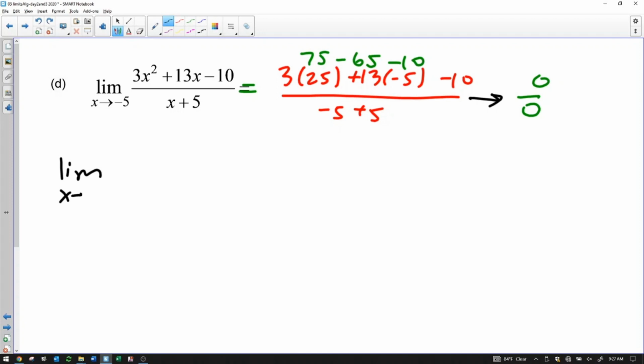So this would be the limit as x approaches -5. And the way I factor, and I don't really care how you factor, you be you, okay? But the way I factor is I say, what times what gives me 3x? And I say, well, it's going to be 3x times x. And then I say, what times what gives me 10? And I'll say, okay, let me try 5 and 2.